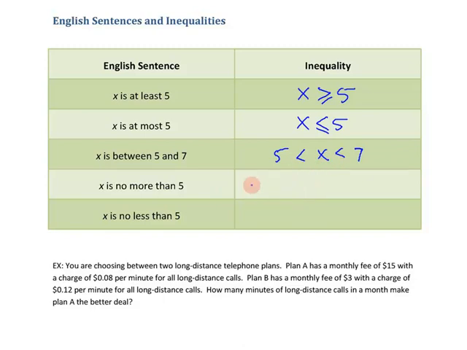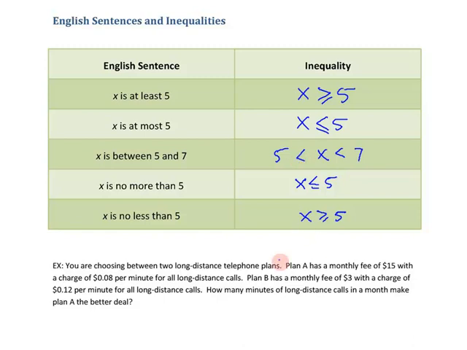All right, the next one. X is no more than 5. No more than is actually the same as saying at most 5. So that's x is less than or equal to 5. And if I said no less than 5, something has to be bigger than 5. It could be equal to 5 because 5 is not less than 5. So x is greater than or equal to 5.